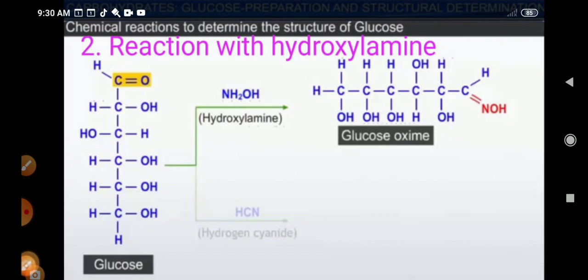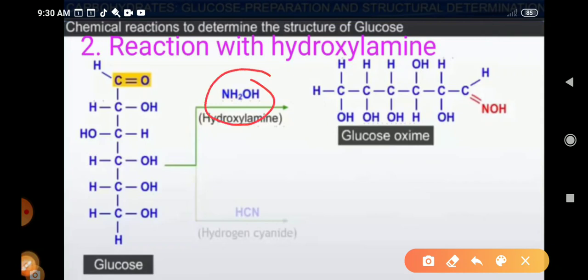The second is the reaction with hydroxylamine. The formula for hydroxylamine is NH2OH. Now what happens when glucose reacts with hydroxylamine? The product formed is glucose oxime. Let us check the two structures here. What is the change here? The carbonyl group, that is C double bond O, is changed into C double bond NOH.